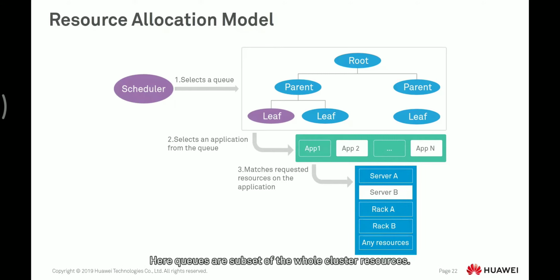Here, queues are subsets of the whole cluster resources. Queues are classified into parent queues and child queues, or we can say leaf queues. A parent queue can have multiple leaf queues. Tasks are running on leaf queues. If a queue is specified when a task is submitted, the scheduler allocates the task to the queue. If no queue is specified, the task is allocated to the default queue.